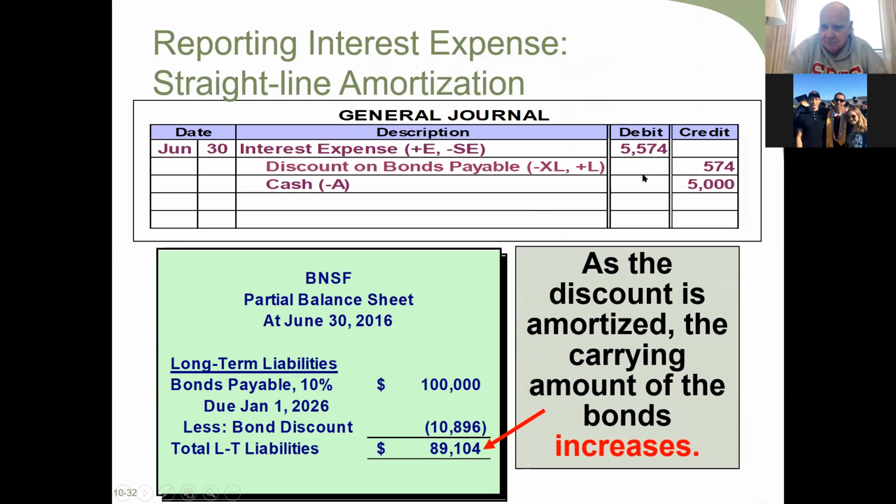That was 574, right? That was the 11,470 divided by 20. We have to decrease this contra liability with this credit. So our interest expense for this 6 months is 5,574. Total interest expense, 5,000 of which is now payable in cash. 574 is the amortizing of the discount, which we're now putting into the correct period of interest.